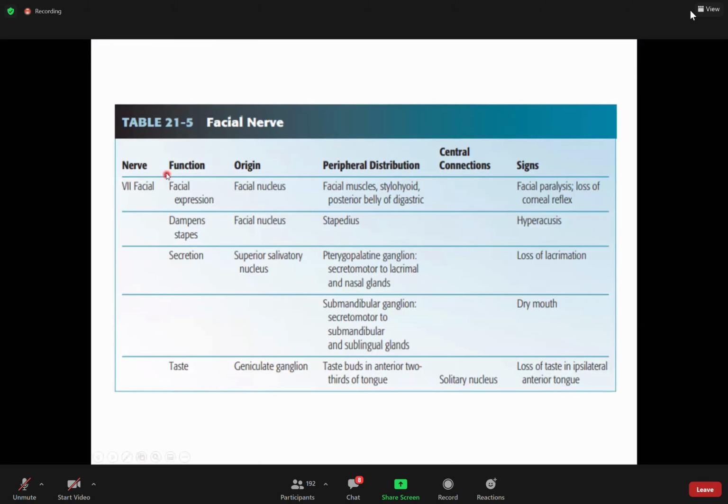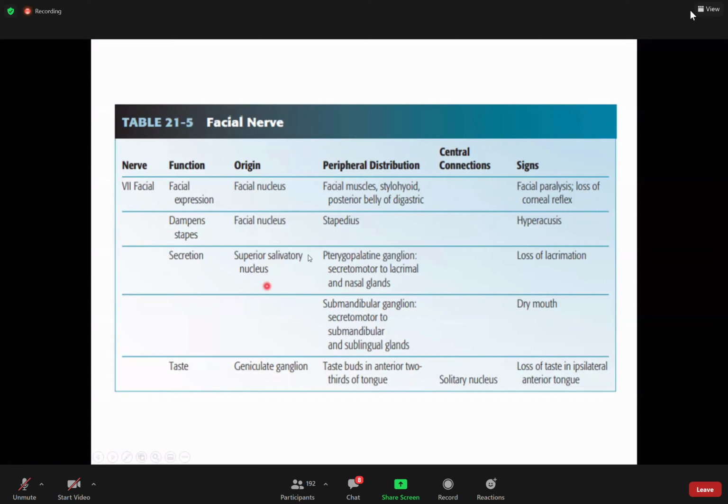So the facial nerve supplies the muscles of facial expression. It arises from the facial nucleus. So there are facial muscles, stylohyoid, posterior belly of digastric, facial paralysis and loss of corneal reflex. It also supplies the muscle in the ear, which is the stapedius. If it gets paralyzed, then you have hyperacusis, you start to hear loud sound.